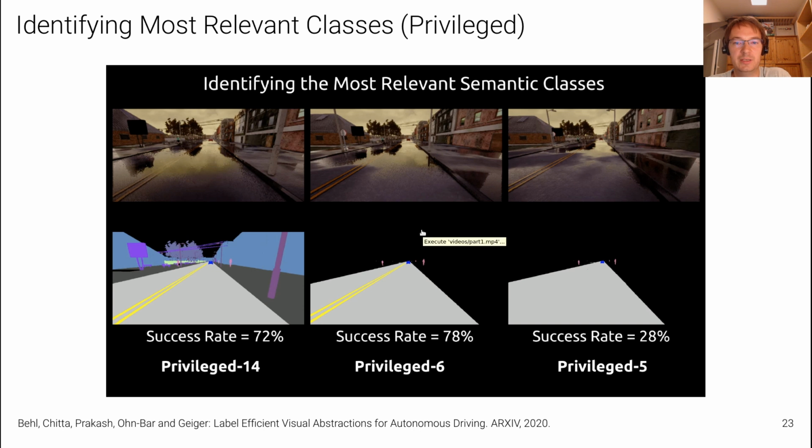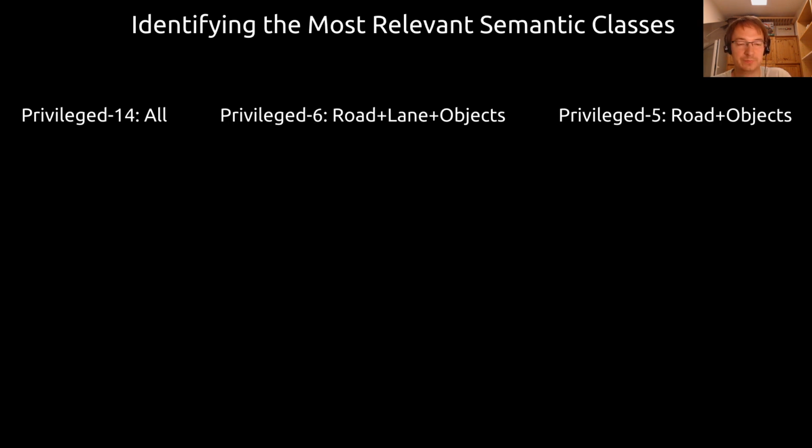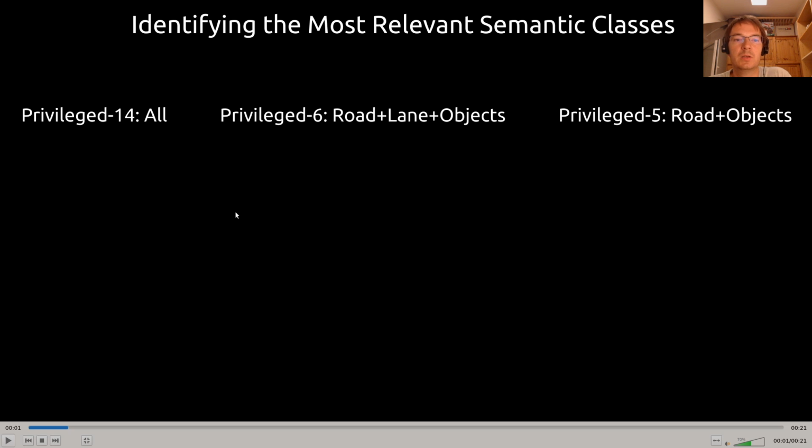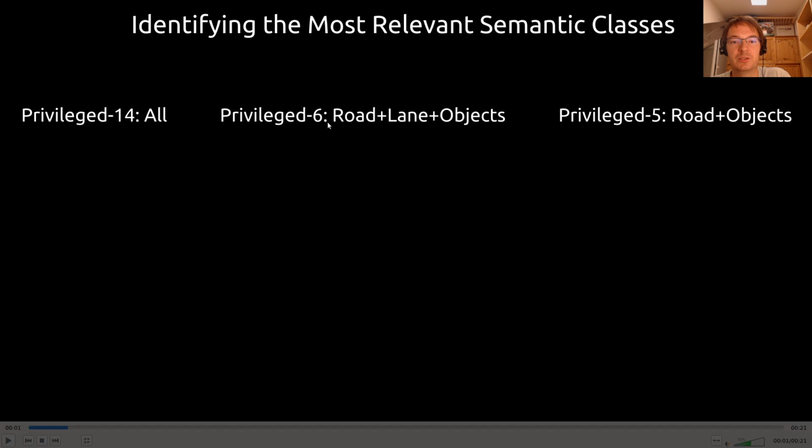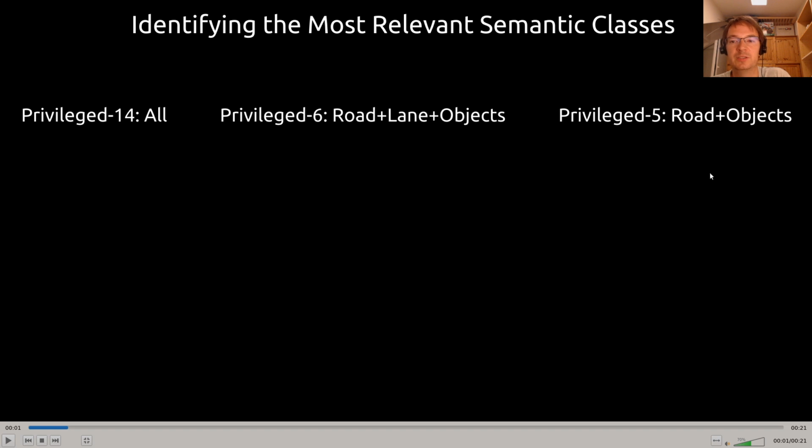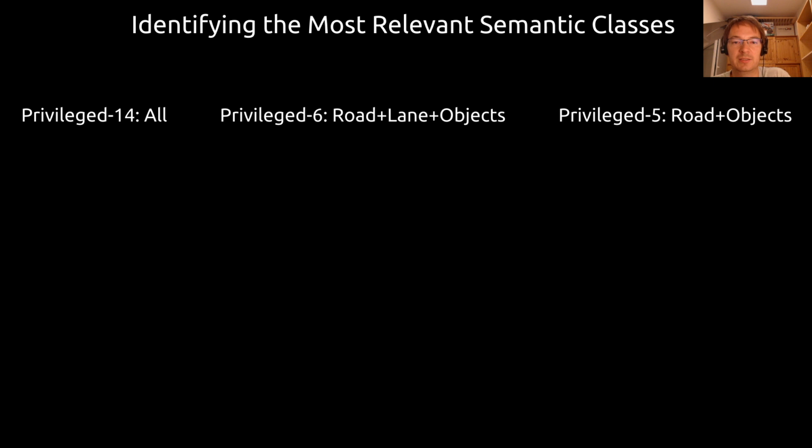Here's an example in the form of a short video. What you can see now in the next seconds on the left is the privileged agent with all classes, then the privileged agent using only 6 classes, and the privileged agent using only 5 classes.